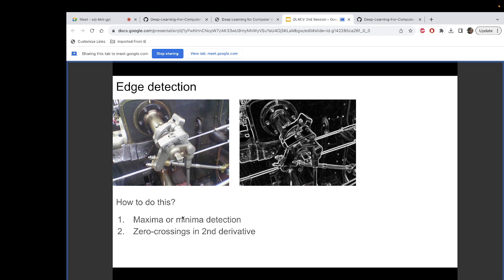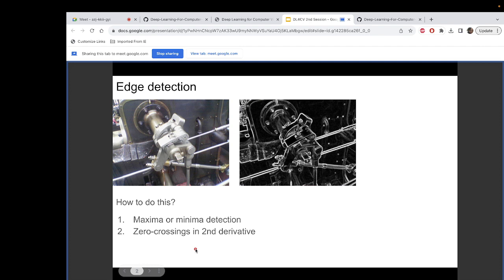Suppose you take the first derivative here, and then you take a derivative of that once again. So the minima or maxima will be where the second derivative is going to be 0, because that has a slope of 0. So basically there are two ways to find the edges. One is the maxima or minima detection, and second is the zero crossings in the second derivative.